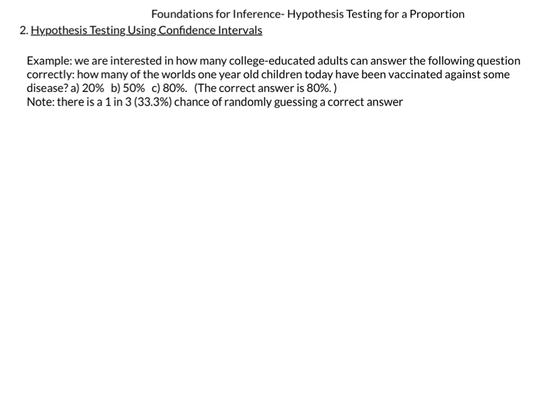Our first example is we're interested in how many college-educated adults can answer the following question correctly. How many of the world's one-year-old children today have been vaccinated against some disease? This is a multiple choice question, with A being 20%, B being 50%, and C being 80%. The correct answer, by the way, is 80%, but that's really not the point of this. It's how many people can guess this correctly. And we also want to note there's a 1 in 3 or a 33% chance that you'll guess correctly if you guess randomly.